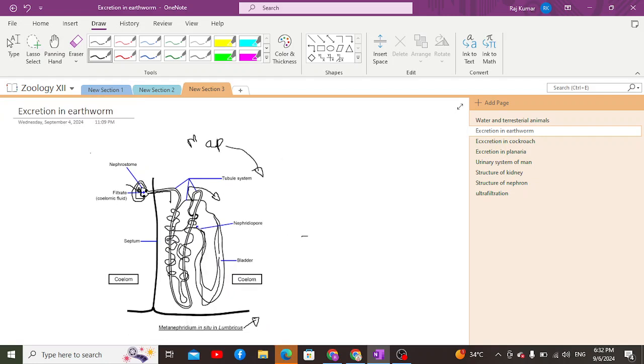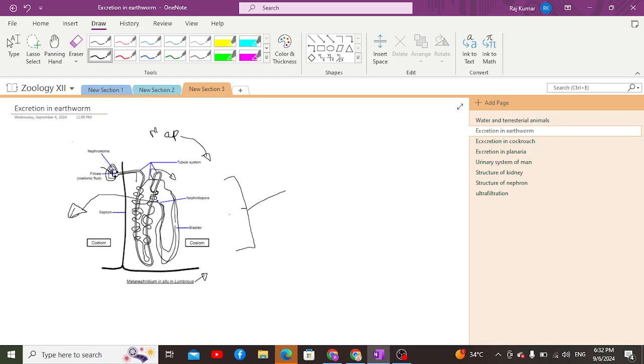And one more thing that I wanted to highlight over here is that the nephridium is formed by the splitting of mesoderm. So the nephridiopore releases all of its secretion into the mesoderm, from where it is excreted out into the external atmosphere. This is all about it.